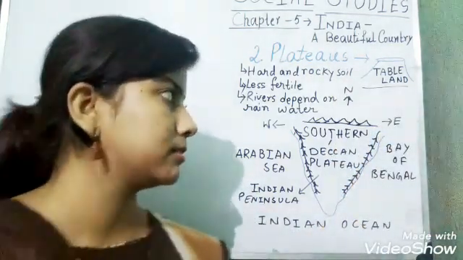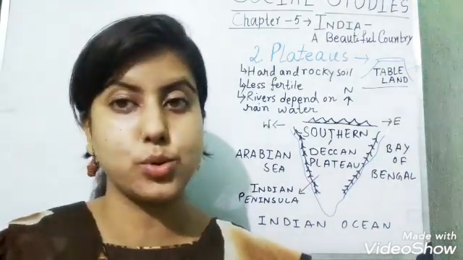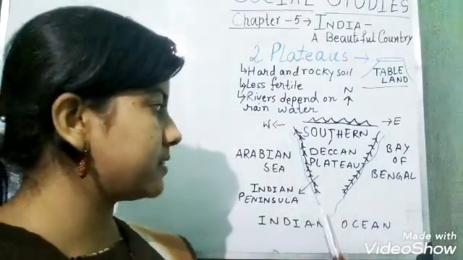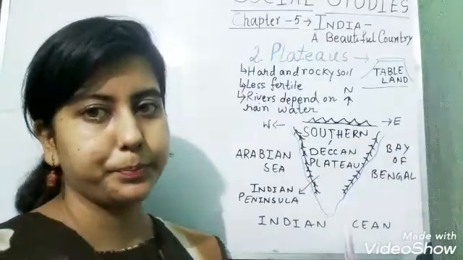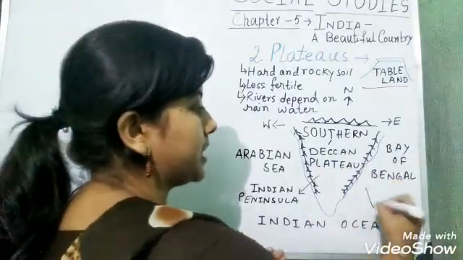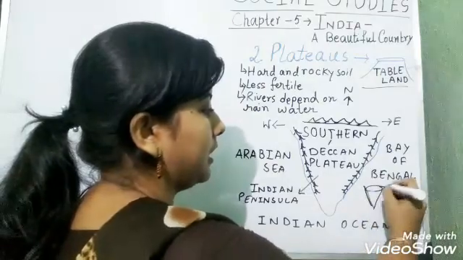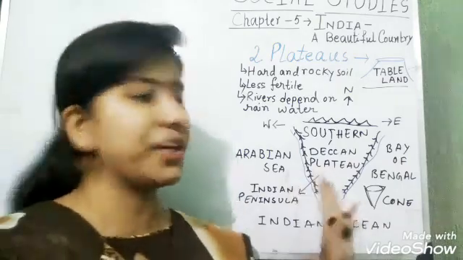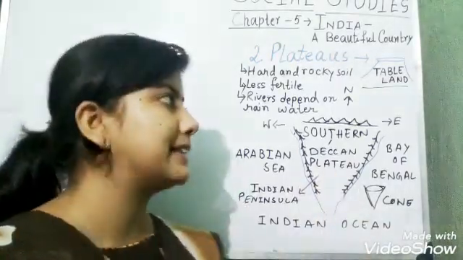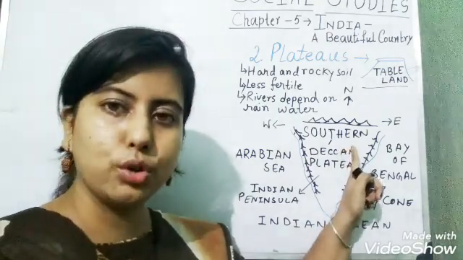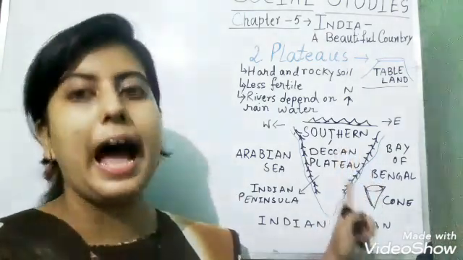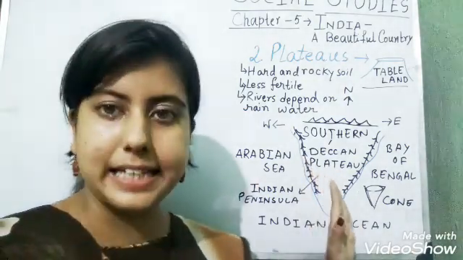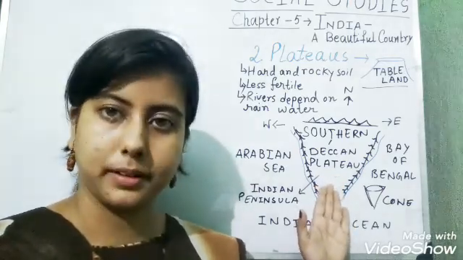Now in India, where do we have plateaus? In the southern part. This is the southern part of India. This part looks like a cone. In this part, we have the plateau. That is called Southern Plateau or Deccan Plateau. As we have discussed, it is a high-raised land with a flat top.